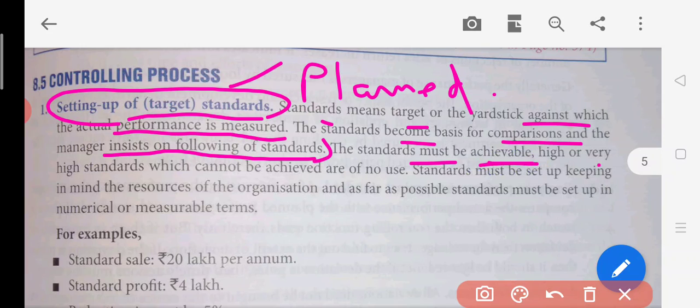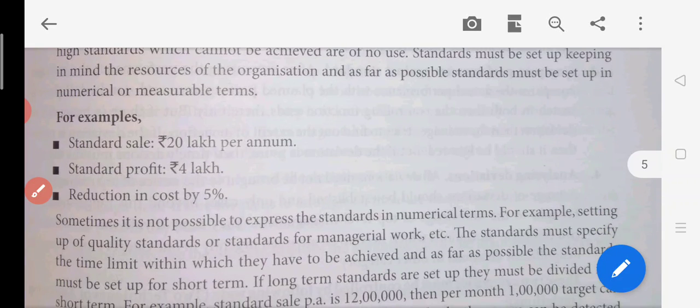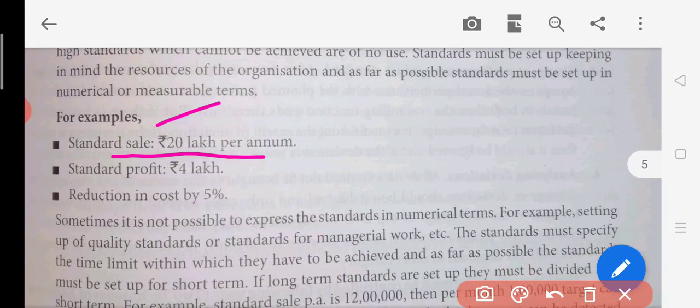High or very high standards which cannot be achieved are of no use. So the standard must keep in mind the resources of the company. As I told you, the production capacity should be assessed, and according to that only the target should be set. Here is an example: a standard sale of 20 lakh per annum is given, and a standard profit of 4 lakhs. These are the conditions, or you can say the parameters, against which the performance will be checked.